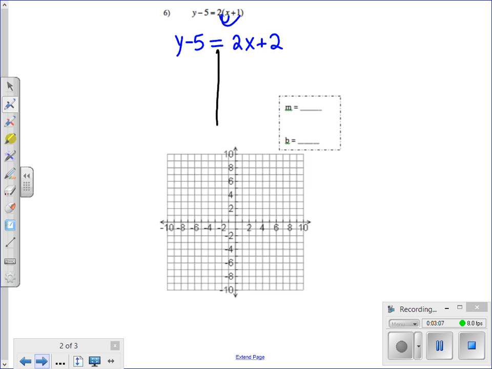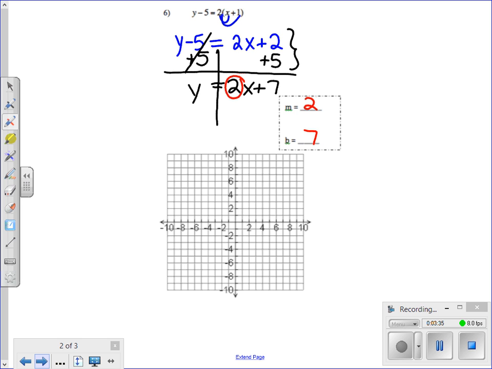All I have to do is do the inverse of subtracting, which is adding 5, which gives me y equals 2x plus 7. I can only add the 5 to the 2 right here because 5 and 2 are like terms. That's my final answer. So now I can fill in the slope. This number in front of x is 2, and the y-intercept is 7.